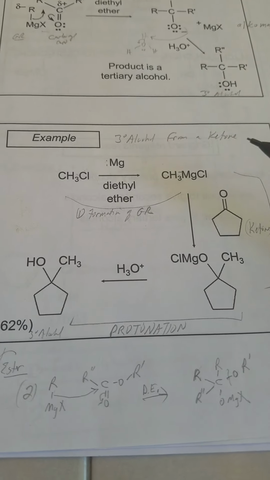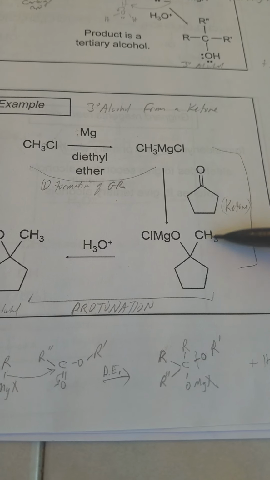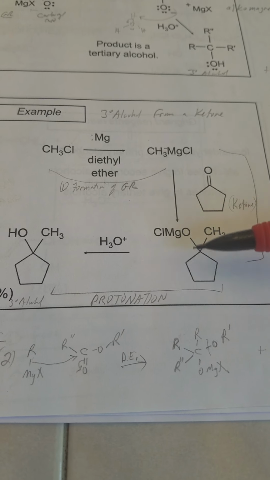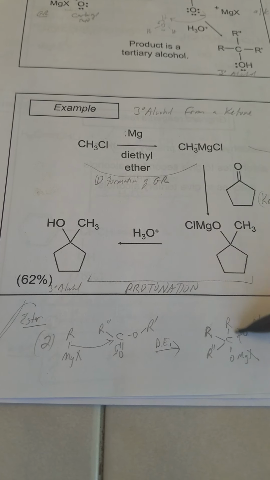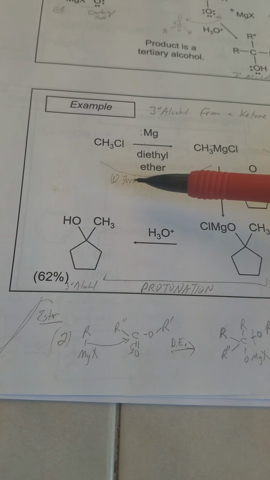And here is a specific example, making the Grignard reagent, ketone, intermediate, when we do our diethyl ether, and then our hydronium ion, the protonation step, it's going to pick up the hydrogen from the hydronium ion and make the alcohol.